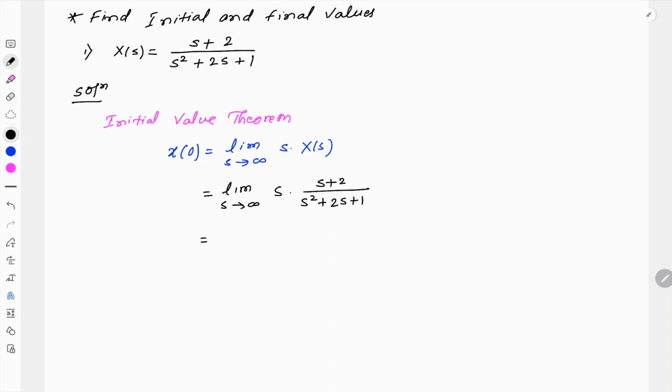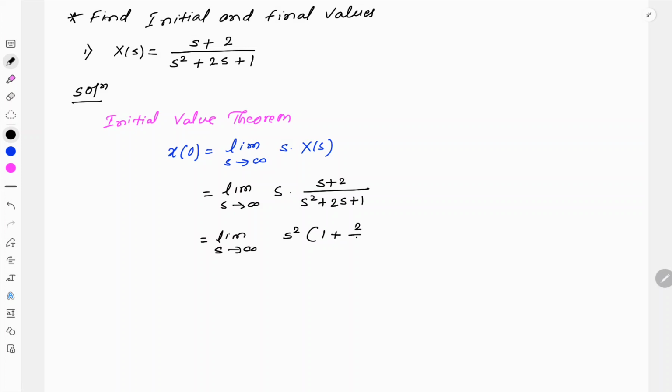Now here we have the limit tending to infinity. So whenever we have initial value theorem, limit tending to infinity, in that case try to take s common from numerator and denominator and cancel out the s terms. So here limit s tends to infinity. From the numerator let us take s common. So here s into s, which is taken common, it becomes s square.